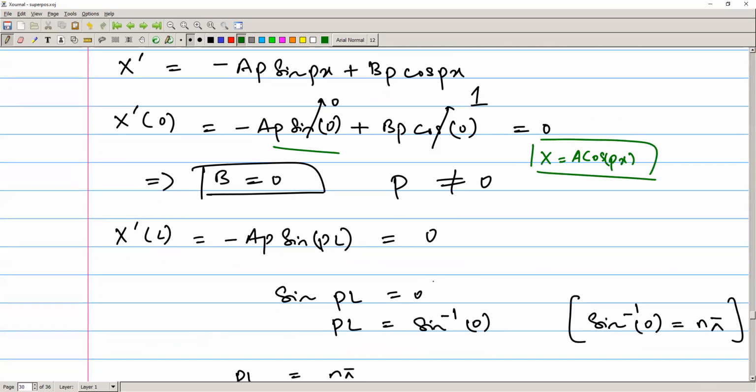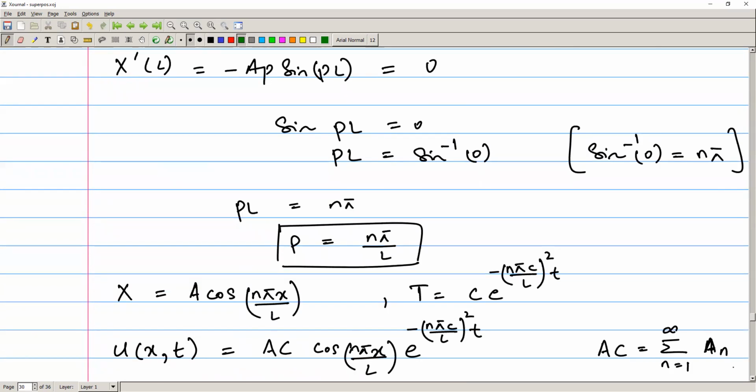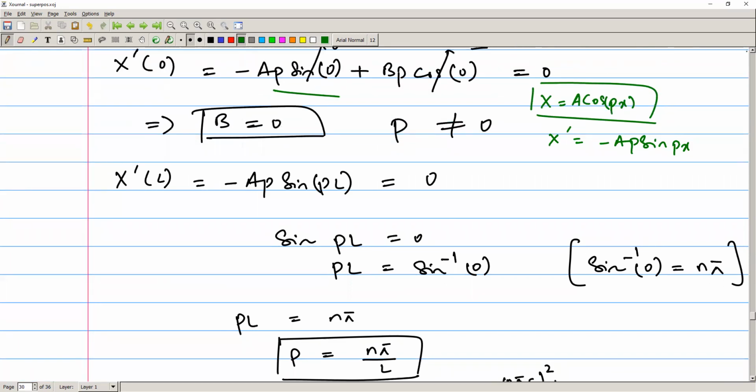Now when we differentiate this, we will get negative Ap sine px. For this, we have a boundary condition of X prime of L equals 0. So here we will apply X prime of L. It will be negative Ap times sine pL equals 0. So this Ap will move to the right hand side and it will be 0, and we will get sine pL equals 0.